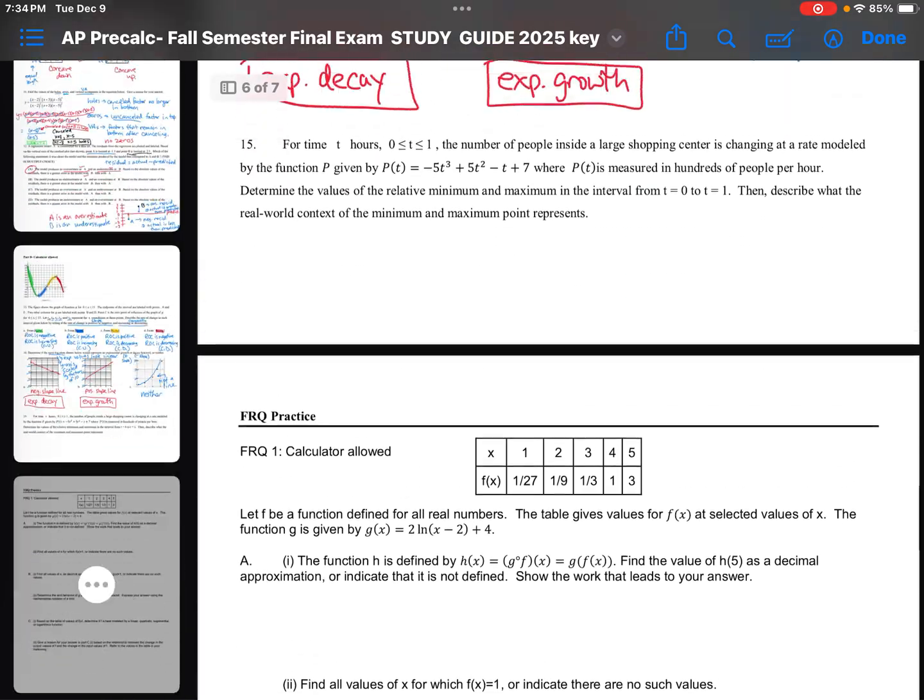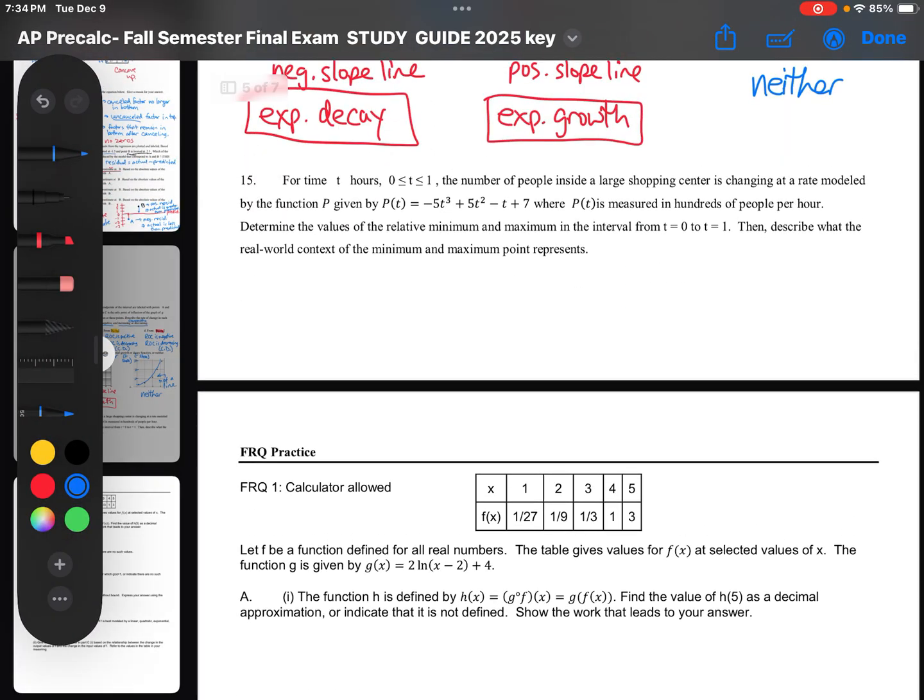Okay, my friends, we have one last question here, and then Miss Majors did the FRQ videos. All right, so here we have for time t, from t equals 0 to 1, the number of people inside a large shopping center is changing at the rate modeled by this function, where p is measured in hundreds of people per year. Determine the values of the relative minimum and maximum from the interval from 0 to 1. Then describe the real-world context of these, okay?